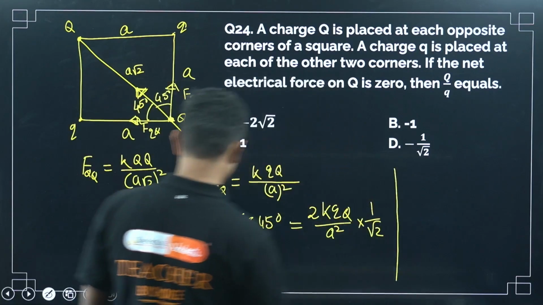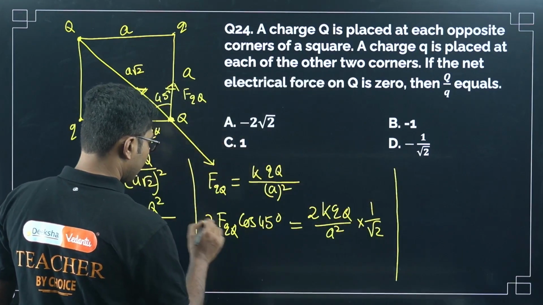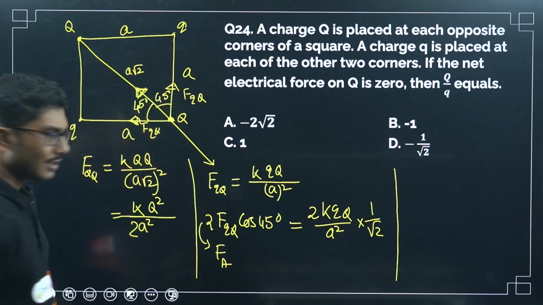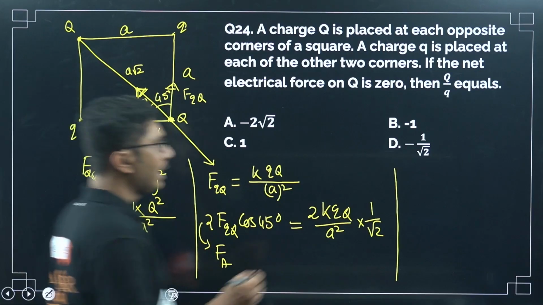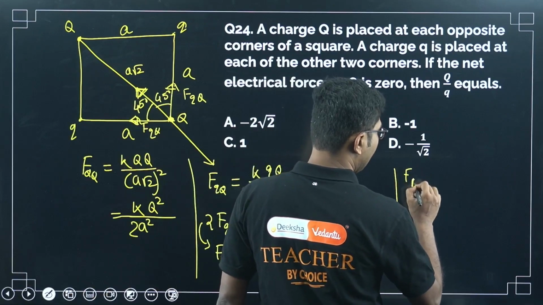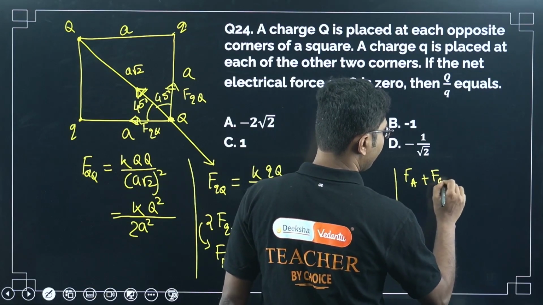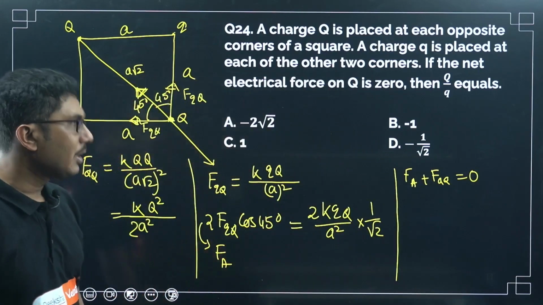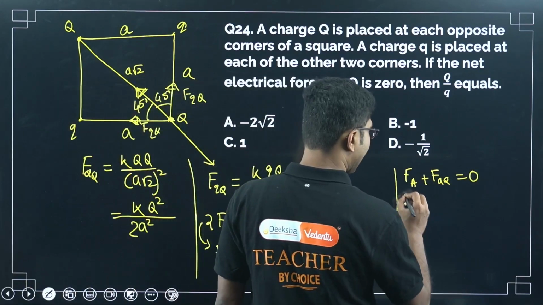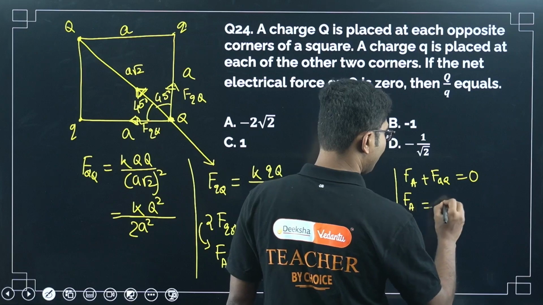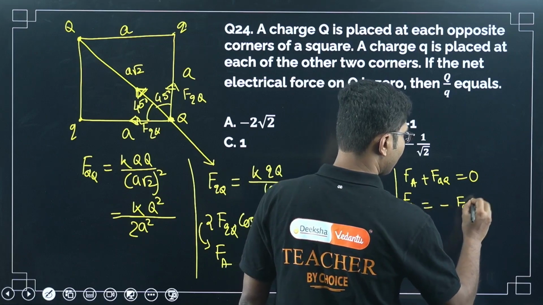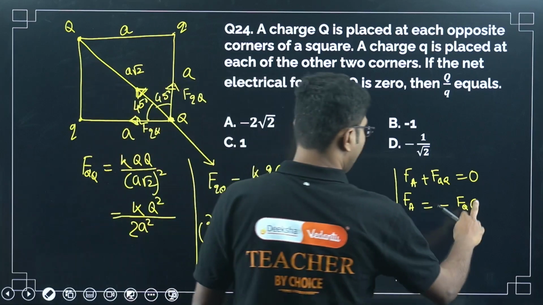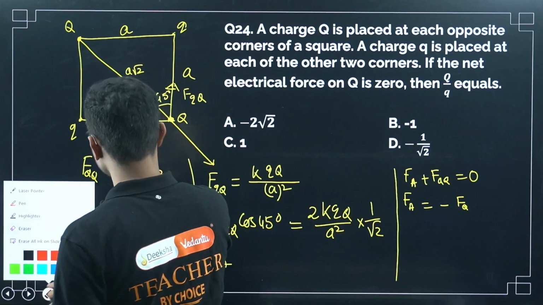Suppose this force is say FA. Now, FA plus FQQ should be equal to 0. That is the condition for equilibrium. Or we can say that FA will be equal to minus FQQ, right? So what we have to do is put the values.